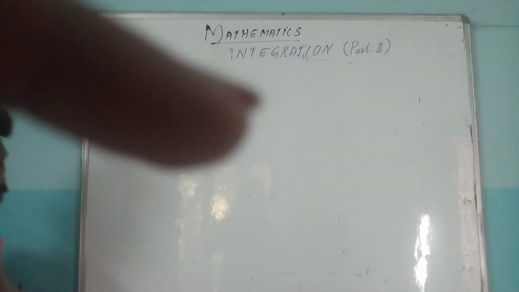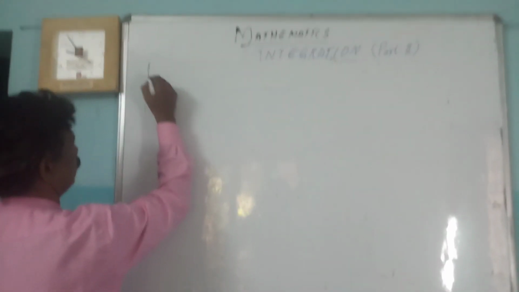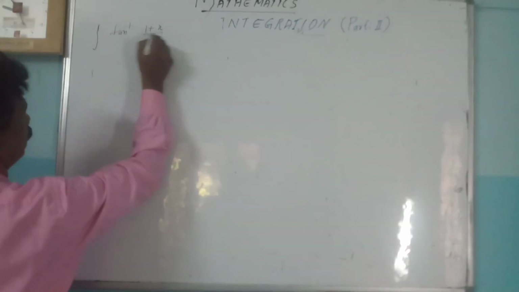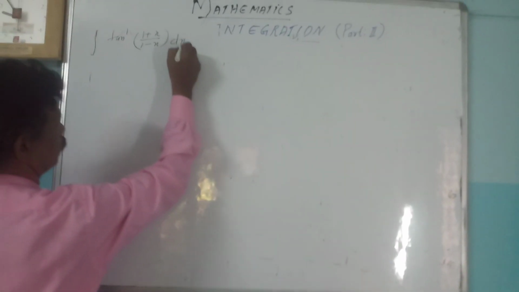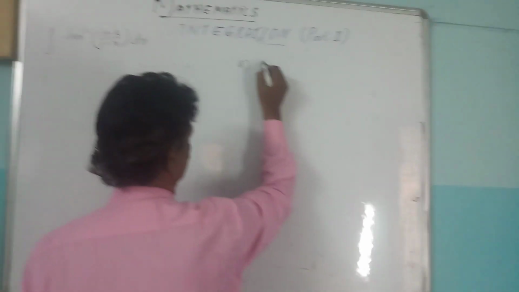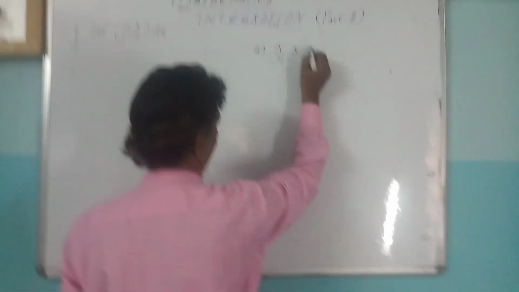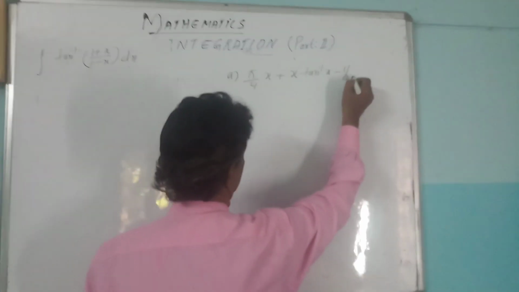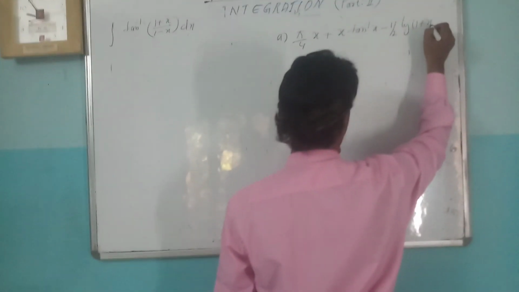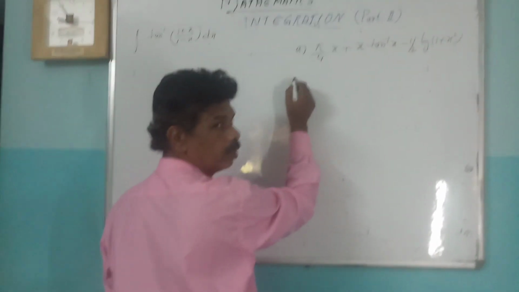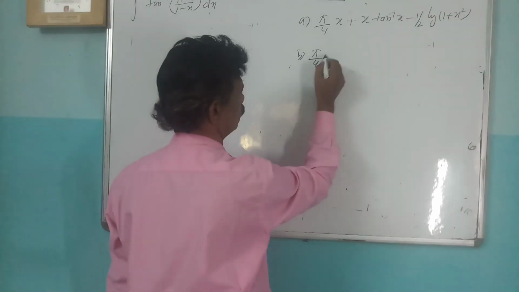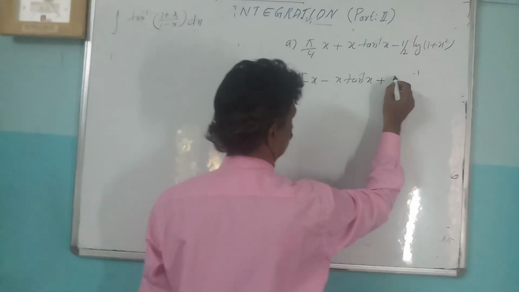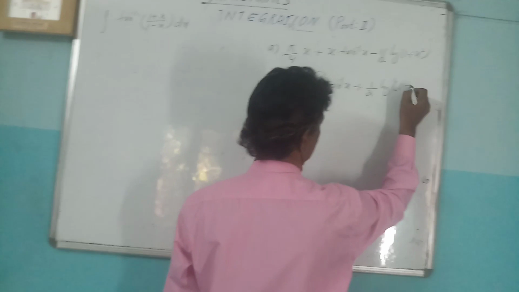Next question. Integral of tan inverse of (1 plus x) by (1 minus x) dx. Choices: first choice, pi by 4 into x plus x tan inverse x minus half log 1 plus x square. Choice B, pi by 4 into x minus x tan inverse x plus half log 1 plus x square.